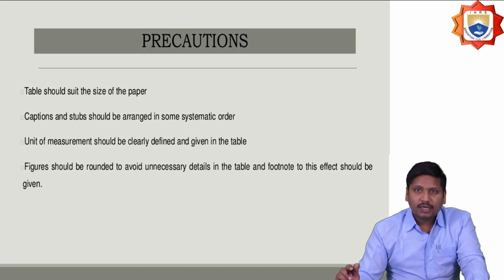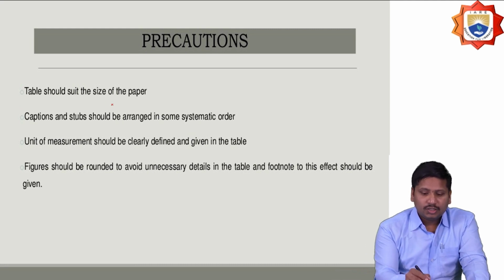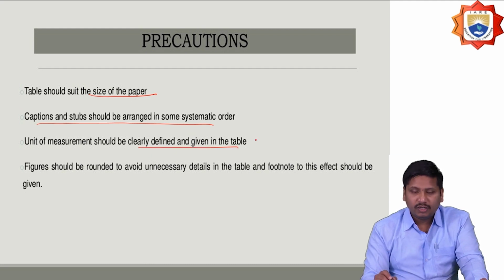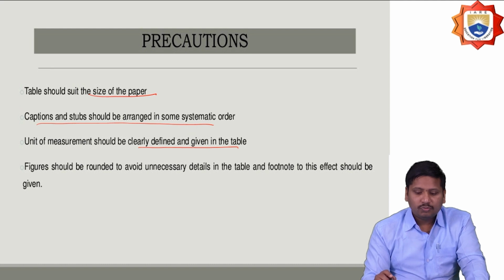The table should show the size of the paper, and the captions and stubs should be arranged in some systematic order. The unit of measurement should be clearly defined and given in the table, and figures should be rounded to avoid unnecessary details in the table, and a footnote to this effect should be given, right? So these are some of the precautions to be considered.